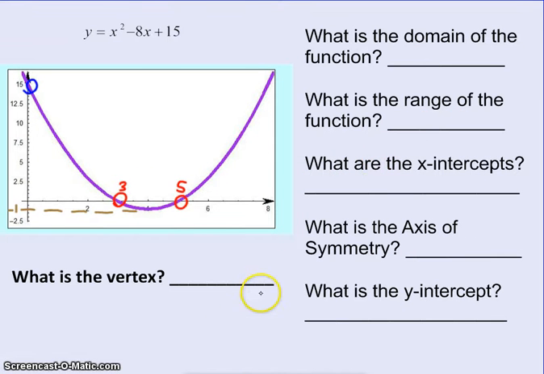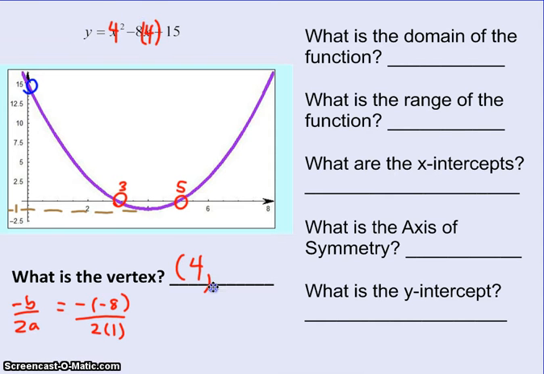Alright, so let's take a look here. First off, the vertex, let's go ahead and find it. It's -b over 2a. So -8 over 2 times 1 is a positive 4. When I plug in 4 for x here and here, I will result in a -1.